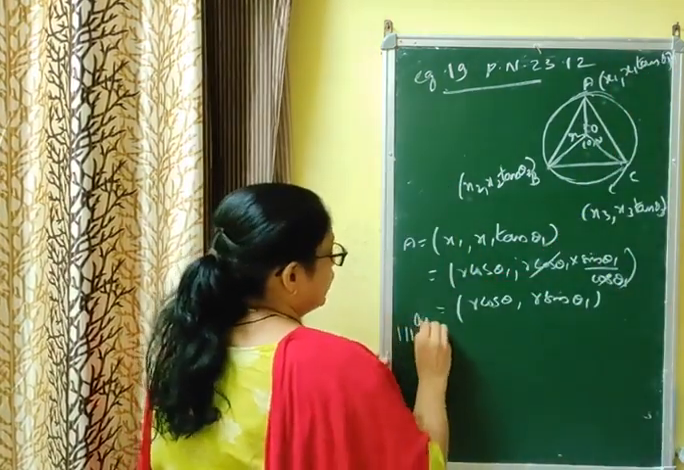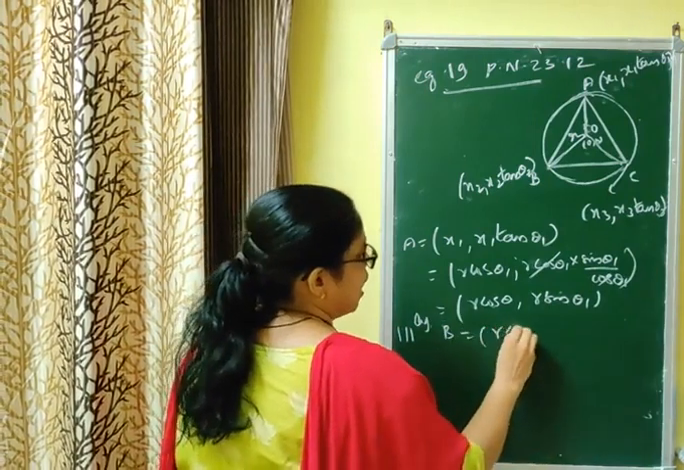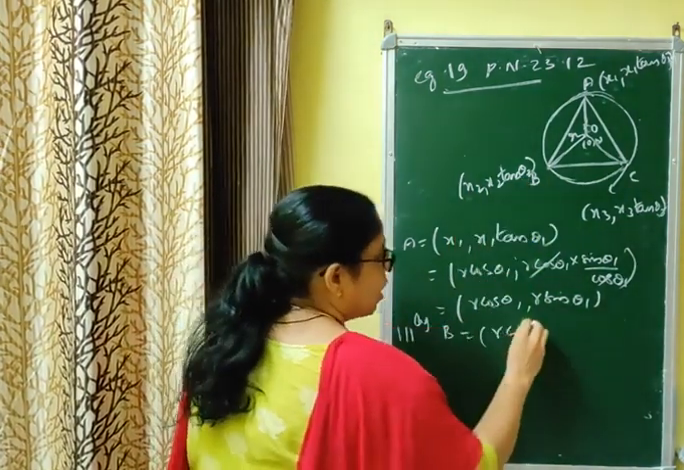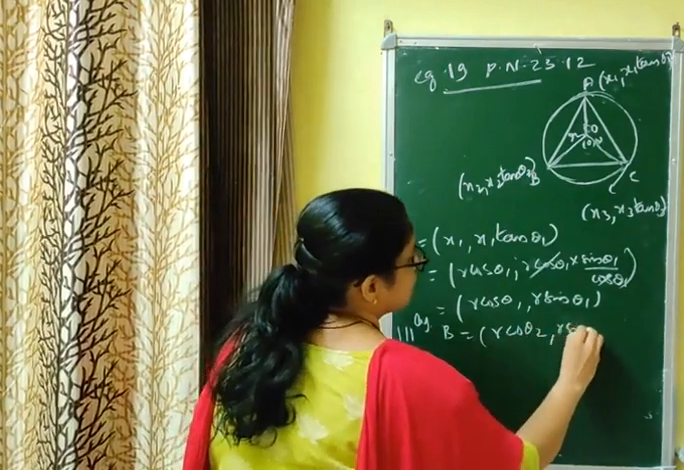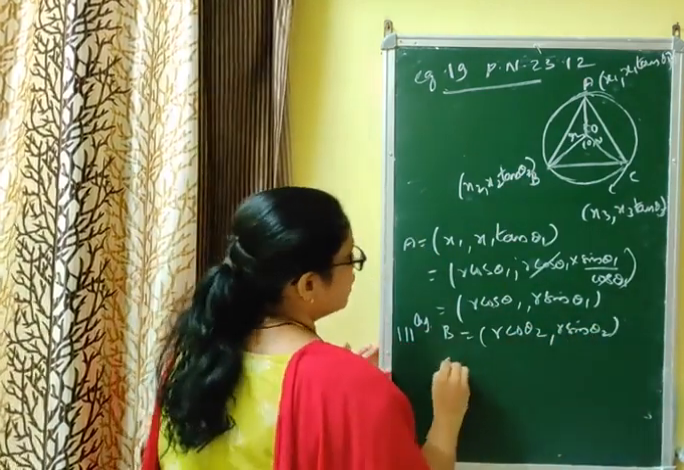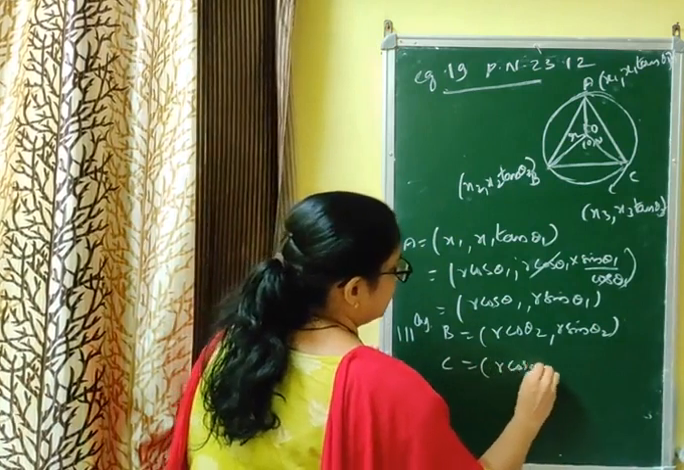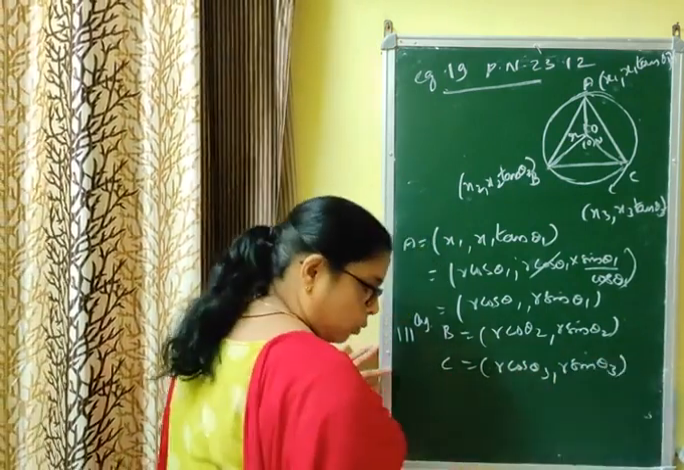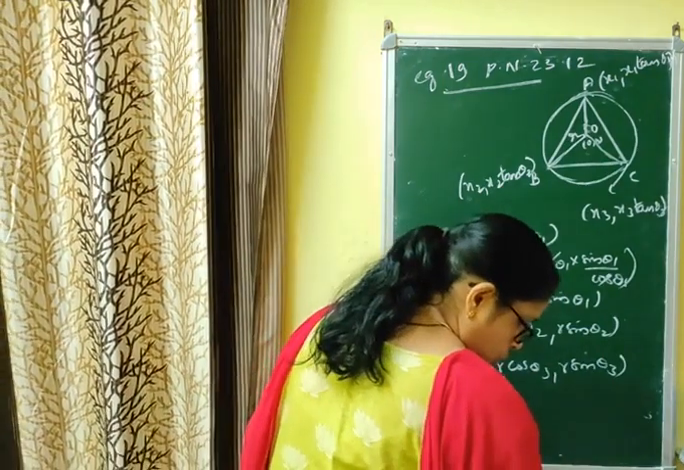Similarly, what will B be? r cos theta 2, because the angle given is theta 2, r cos theta 2, r sin theta 2, and C is r cos theta 3, r sin theta 3. If you want to do it, you can do it by yourself, but I am not going to do it.